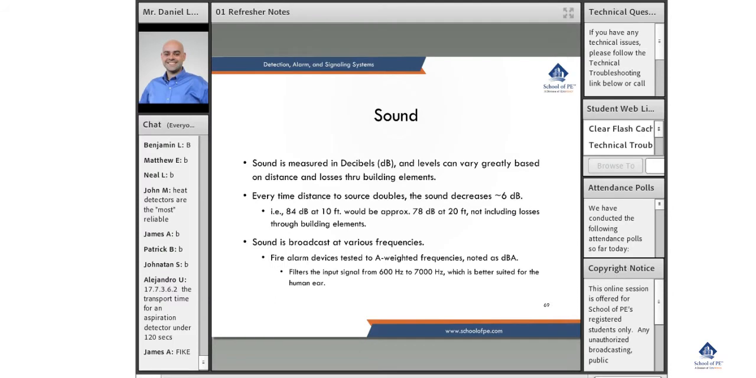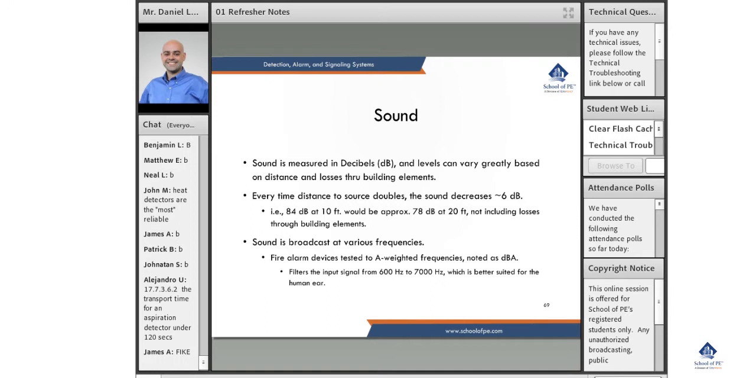Sound. So, fire alarm system, primary objective, life safety. How you do that is occupant notification. The primary method of occupant notification is sound. What kind of signal is it sending out? Is it intelligible? Is it audible? What's being directed to the occupants?